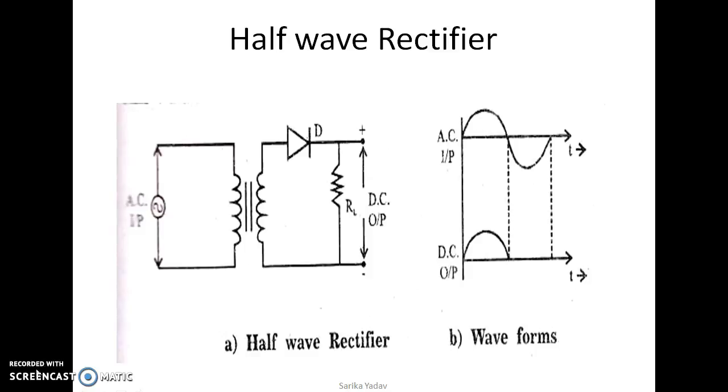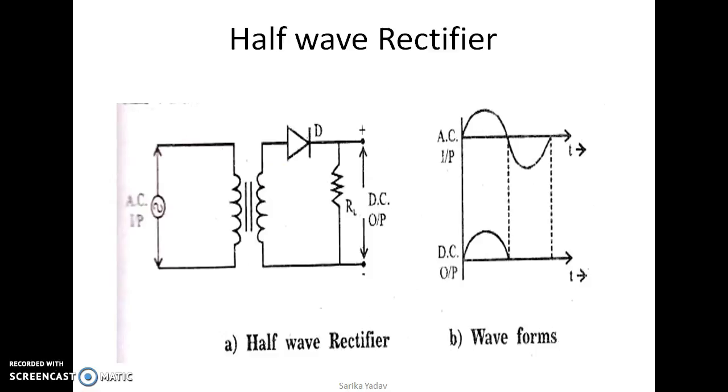This is the circuit diagram of half-wave rectifier. In this, we have used only one diode. The AC supply is applied at the primary terminal of transformer and diode is connected with the secondary winding of the transformer.